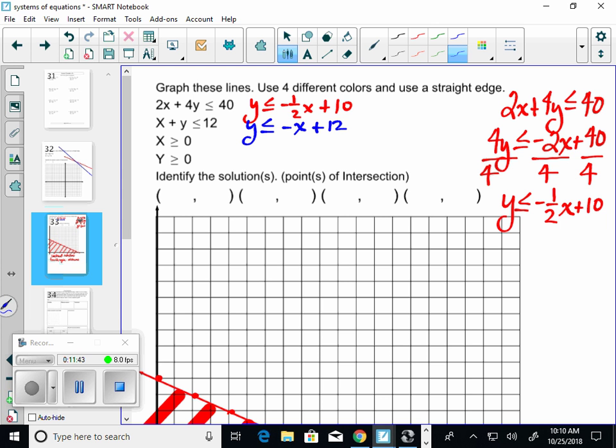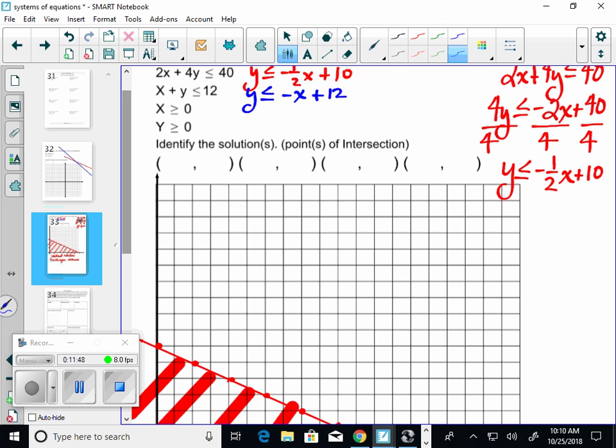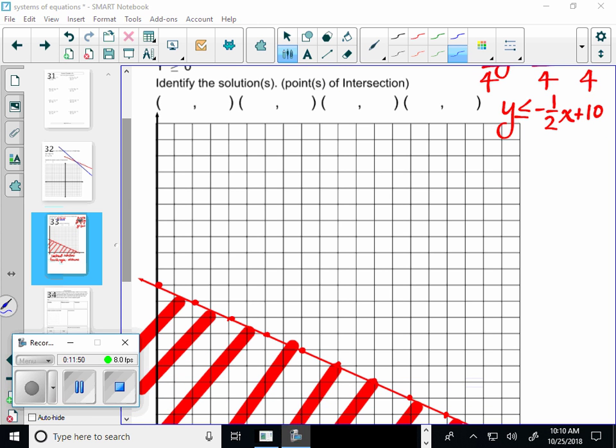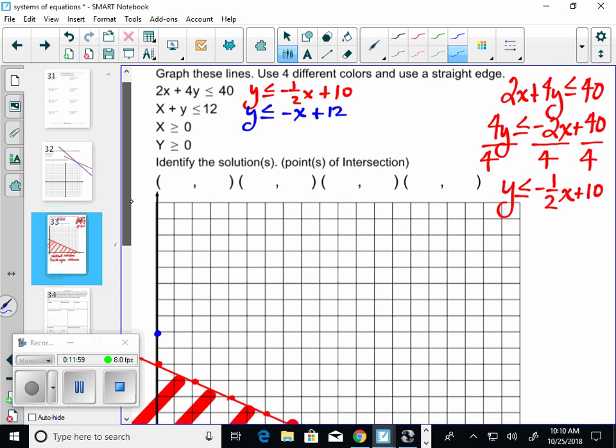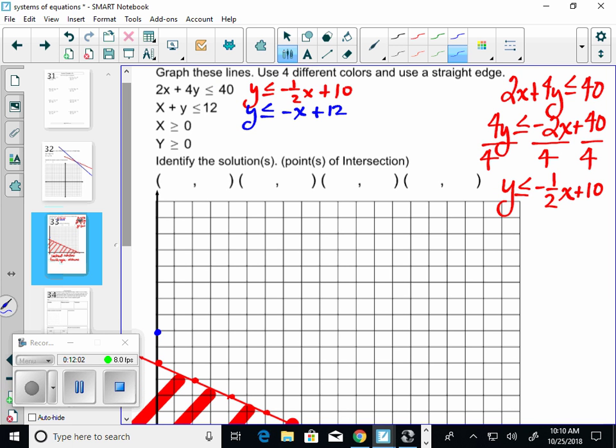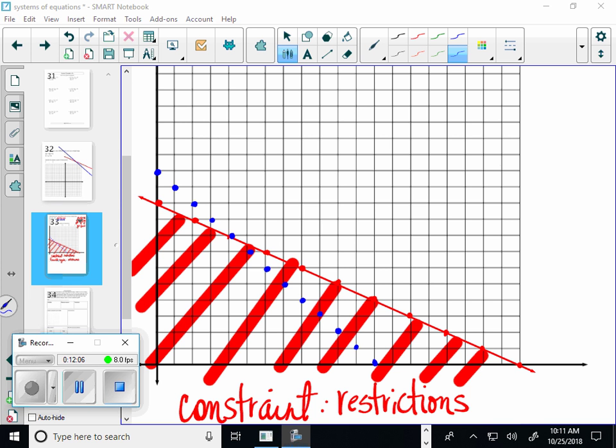So now I need to graph this next line. Go ahead and graph it using a different color. Where do I start? Positive 12. Well, this is positive 10. So here's positive 12. And then my slope says negative 1, so I go down 1, over 1. I can already see that my new inequality is cutting into my other one, yes? So I'm reducing the feasible region. That's what you should expect to happen.